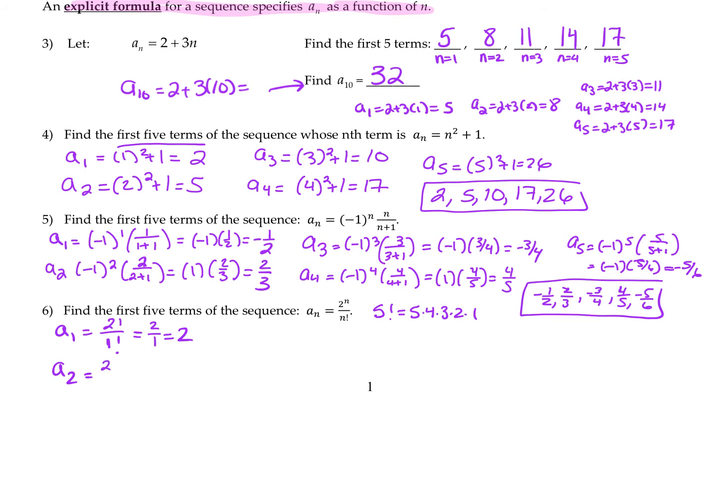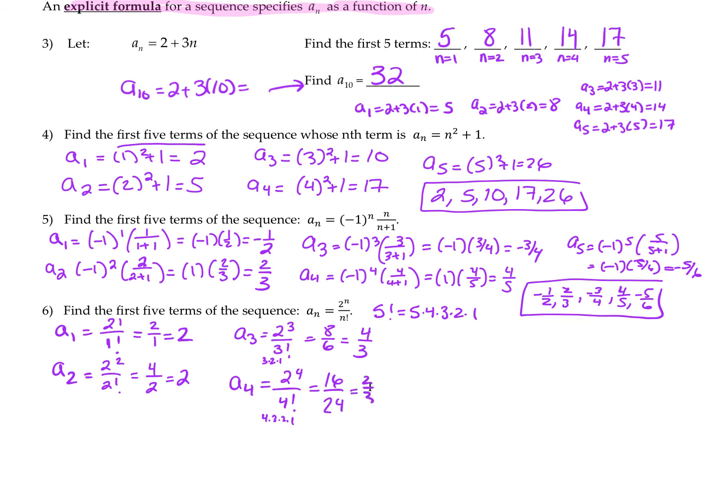A2 would be 2 squared over 2 factorial. Well, 2 squared is 4. 2 factorial would be 2 times 1, so it would be 2. A3 would be 2 to the third power over 3 factorial, so that'd be 8 over 3 times 2 times 1, which would be 6, which will reduce to 4/3. A4 is 2 to the 4th over 4 factorial, so that's 16 over 4 times 3 times 2 times 1. So that's 24, which will reduce to 2/3.